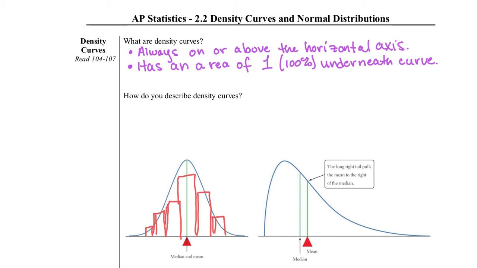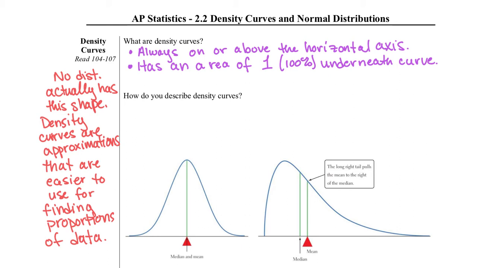But it just gives you an idea: it's a stylization of the overall pattern of our distribution. All right, that being said, I'm going to put this side note over here because no distribution actually has these shapes. These are curves that are approximations that just make it easier to find proportions of data. And we're going to talk a little bit more about that. Like I just drew that histogram, it doesn't exactly fit under this curve, but what it does is it mimics the average.